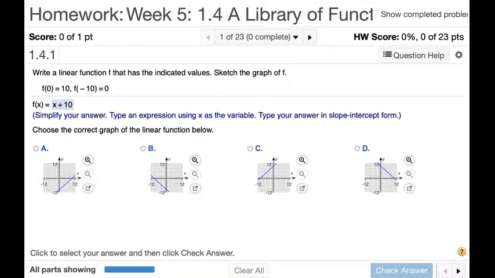And then it says choose the correct graph. So this is a diagonal line. Basically, it's the identity function, but we moved it up by 10, right? So up by 10 is this one. It has a positive slope, so that means when we trace it left to right, it should go up. So it should be C. I'm going to go with that.